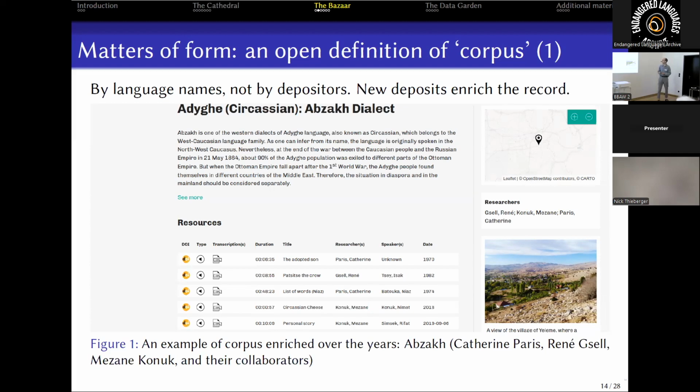And recently, a heritage speaker from Turkey, Mizane Konuk, deposited new material, and so here it's coming in. She also provided photos, which are cool, present-day things. And so the record gets enriched over the years. So it's not somebody's deposit, it's the Bazaar deposit in the Pangloss Collection.